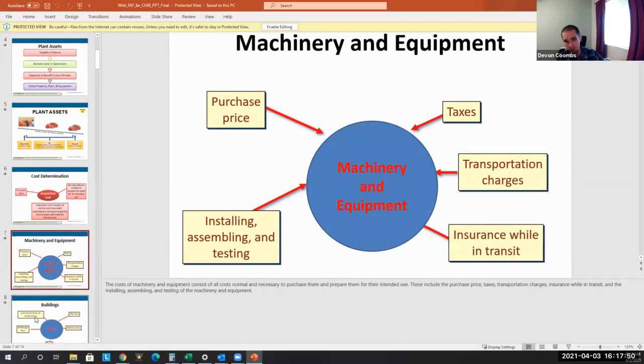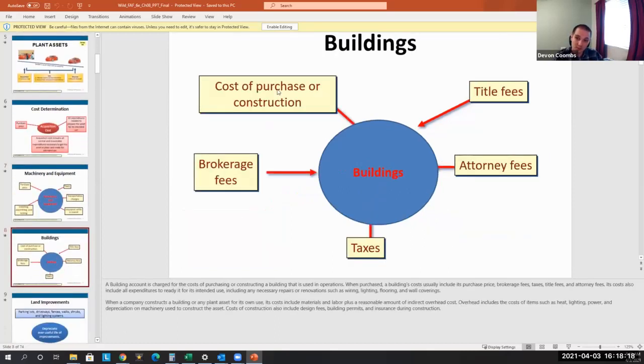So for machinery and equipment, these are some examples: the purchase price, installing, assembling, and testing the machinery, taxes, and the transportation charges, similar to inventory, right? We did the FOB. Like if we have transportation charges we pay for it, it's in our machinery and equipment, and the insurance. Some things that wouldn't be there are the repairs and maintenance afterwards, right? Or if we are designing or cleaning up the machine, making it look nice. For buildings, this might be the cost to purchase, construction, the brokerage fees, right?